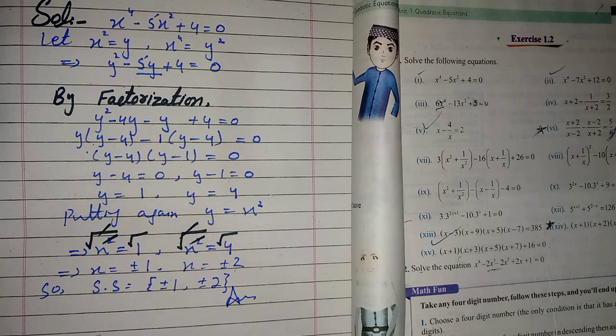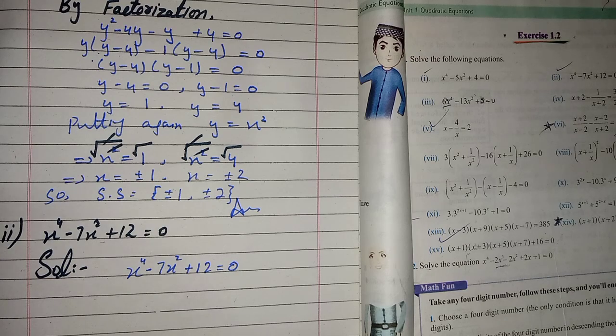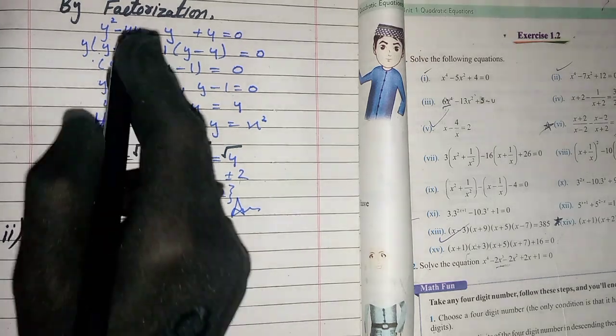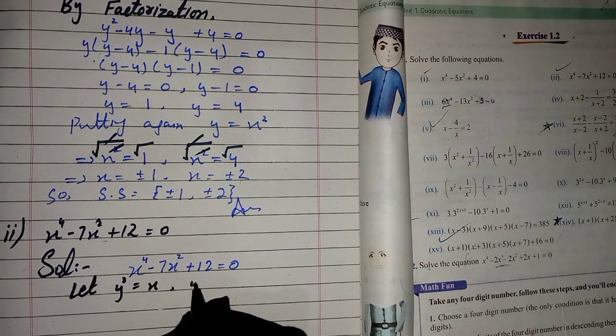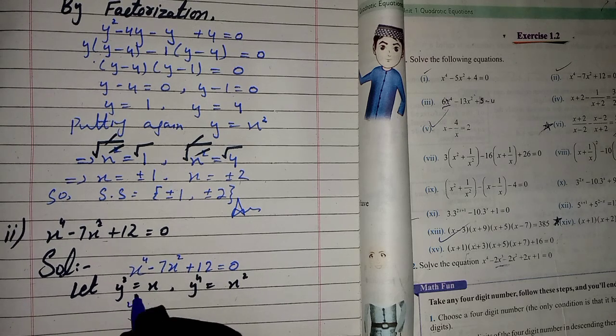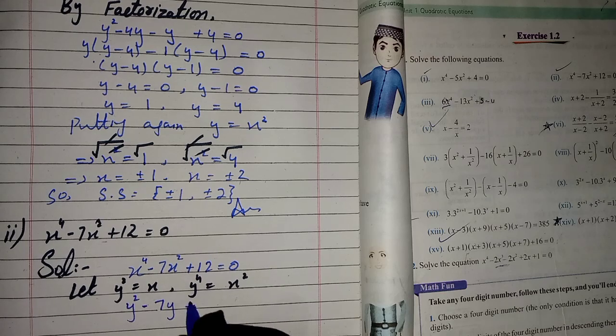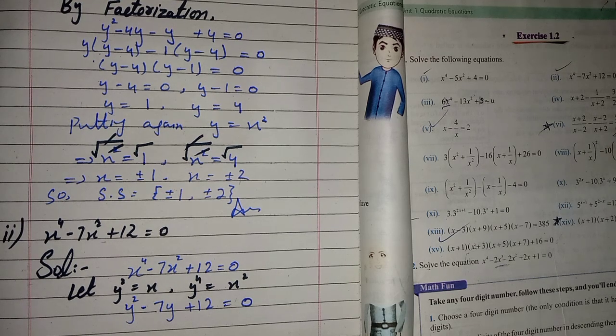Now we solve the next part, part 2 of question 1. As in part 1, let y^2 equal to x^2 and y^4 equal to x^2... so this equation becomes y^2 minus 7y plus 12 equal to 0. Now this equation is in the standard form of a quadratic equation. We solve this equation by factorization method.